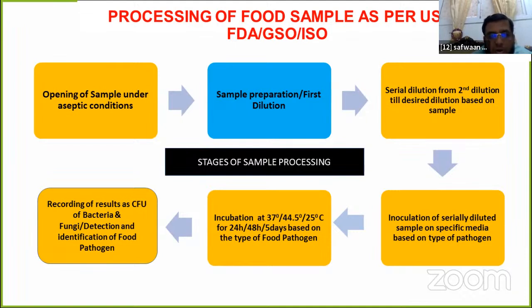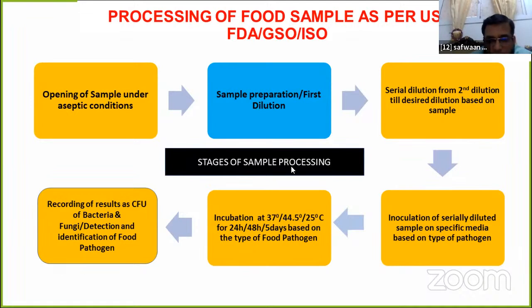Then we have sample preparation or first dilution. Then we have second dilution. After this, we have inoculation of the sample based on the type of pathogen, as we have discussed many pathogens. And after we inoculate, the inoculation methods generally followed in microbiology labs are spread plate and pour plate.